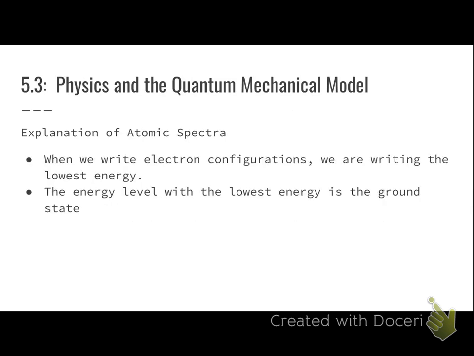Previously in class, we learned how to write electron configurations. Whenever we write electron configurations, we're writing the electrons' positions in their lowest state of energy. Anytime we add energy, though, we are able to move electrons from a lower energy level to a higher energy level. Whenever electrons move from a lower level, which is called the ground state, to a higher level, they are said to be excited. And so we would say an electron that's moved from a lower energy level to a higher energy level is in an excited state.